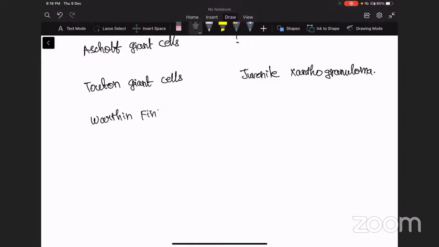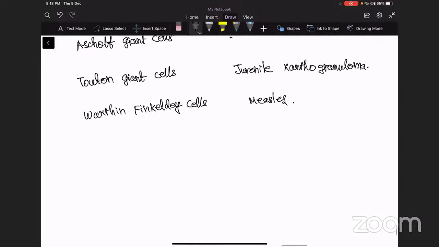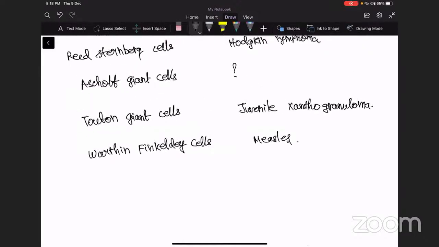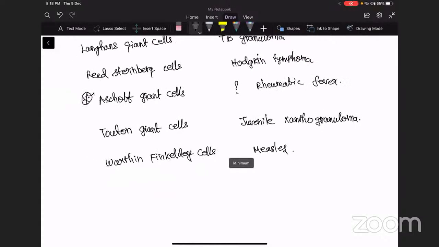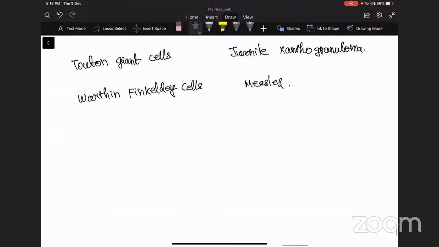Wharton. Finkeldey giant cells are seen in measles. Aschoff giant cells are seen in rheumatic fever, and this has been asked in the previous FMG examination. Aschoff giant cells, rheumatic fever.